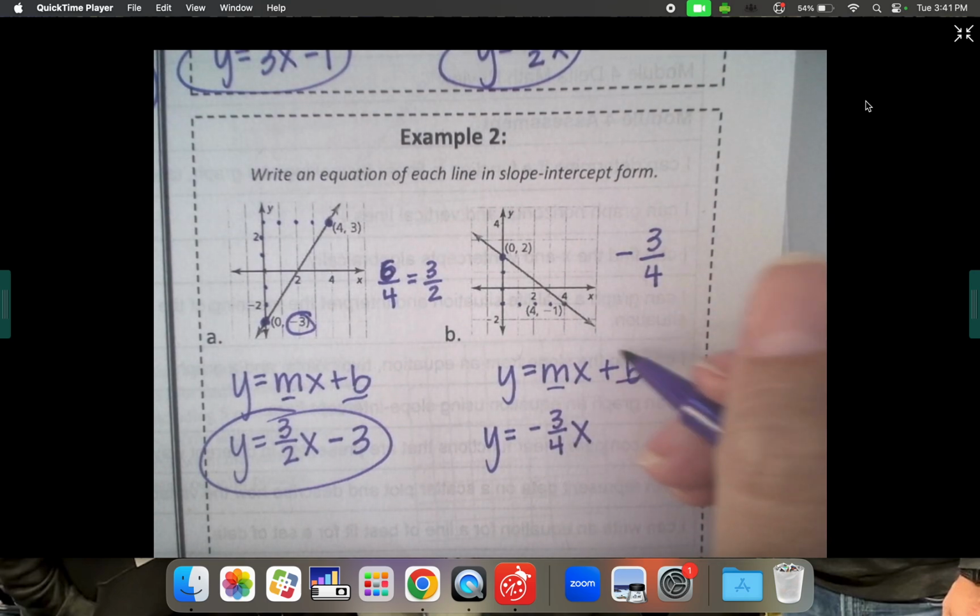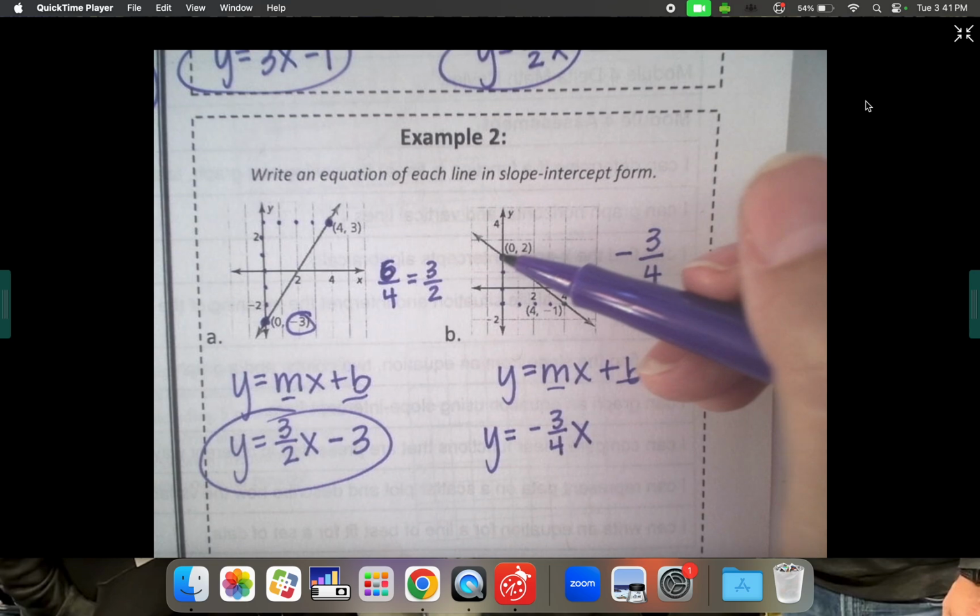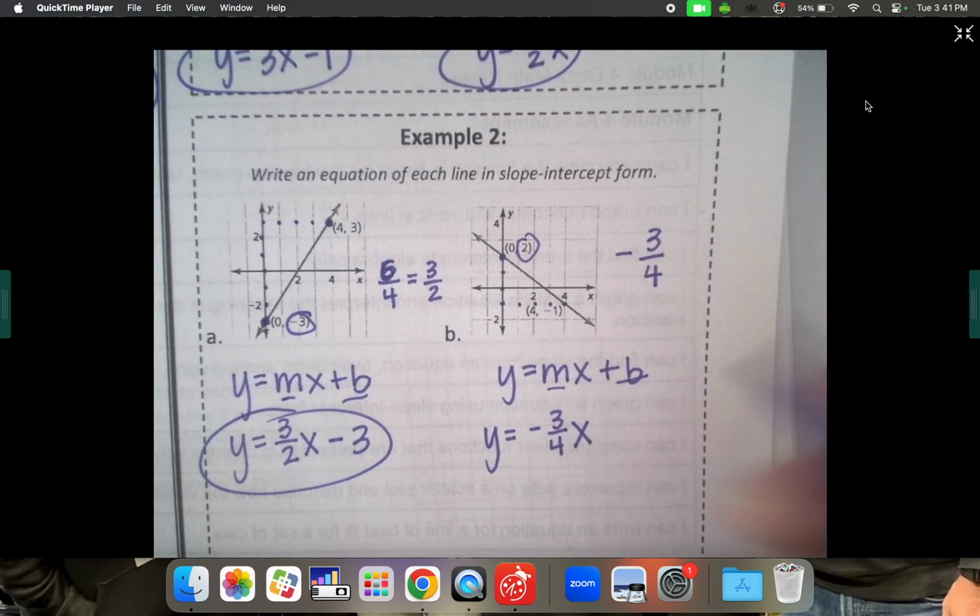And then my b is my y-intercept. That's where it hits the y-axis. It hits right there at 2. So +2.